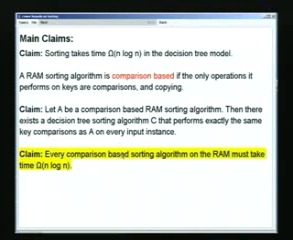So we have proved this claim. Notice that in a single claim we have proved a lower bound on a variety of sorting algorithms: heap sort, merge sort, shell sort, insertion sort, and many other algorithms which you have not even thought about, but which, if they are only comparison based, then this lower bound will apply to them.